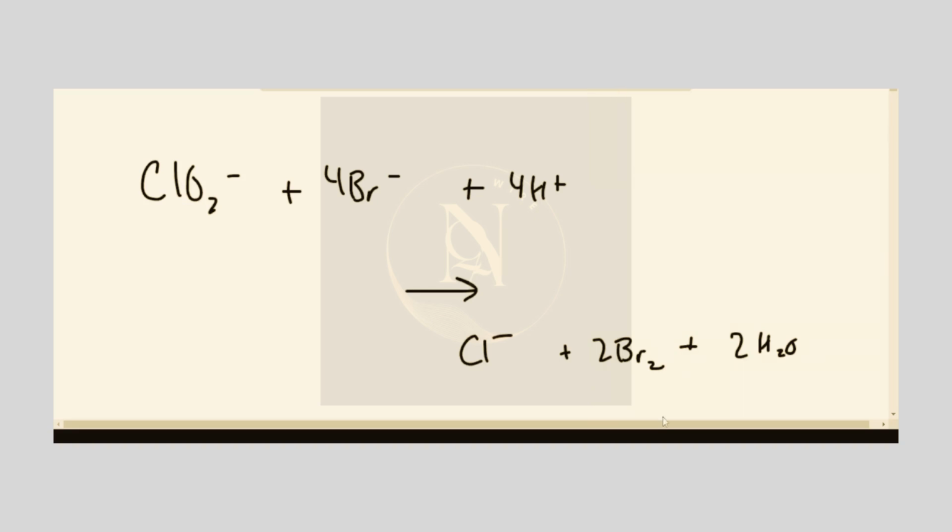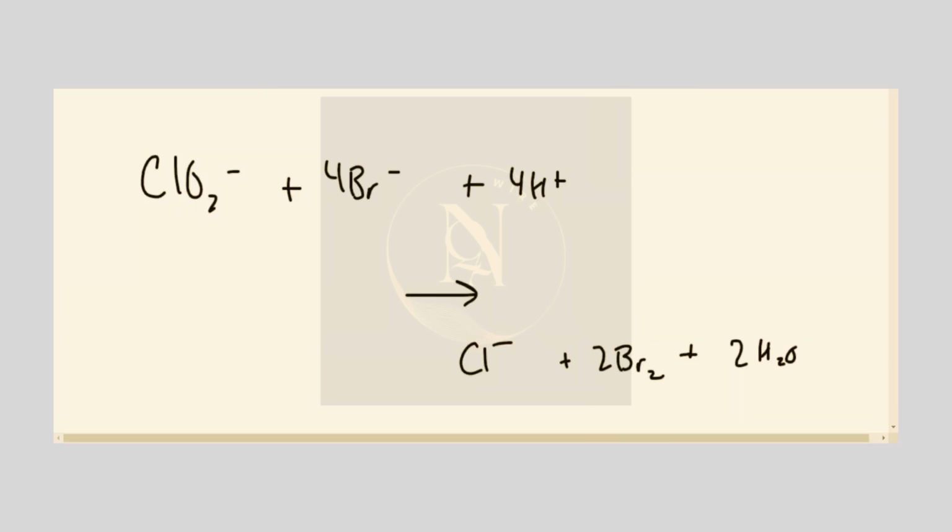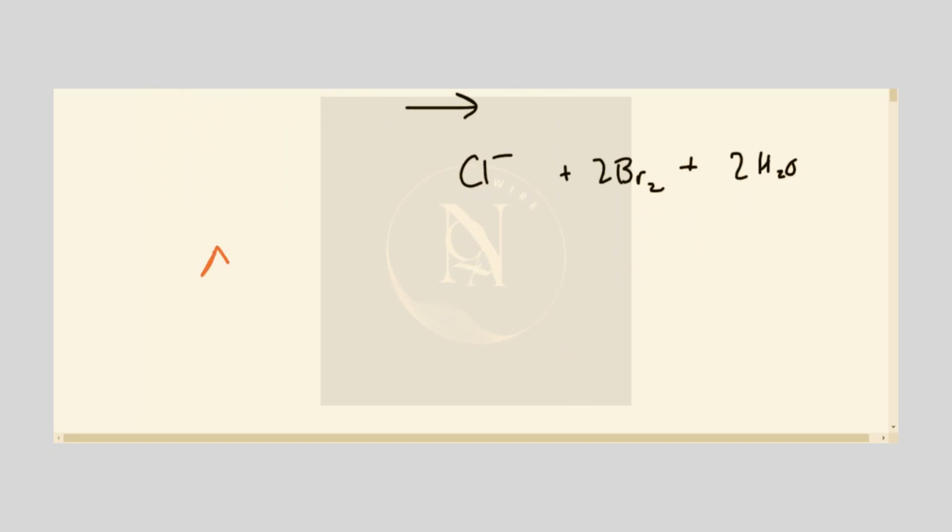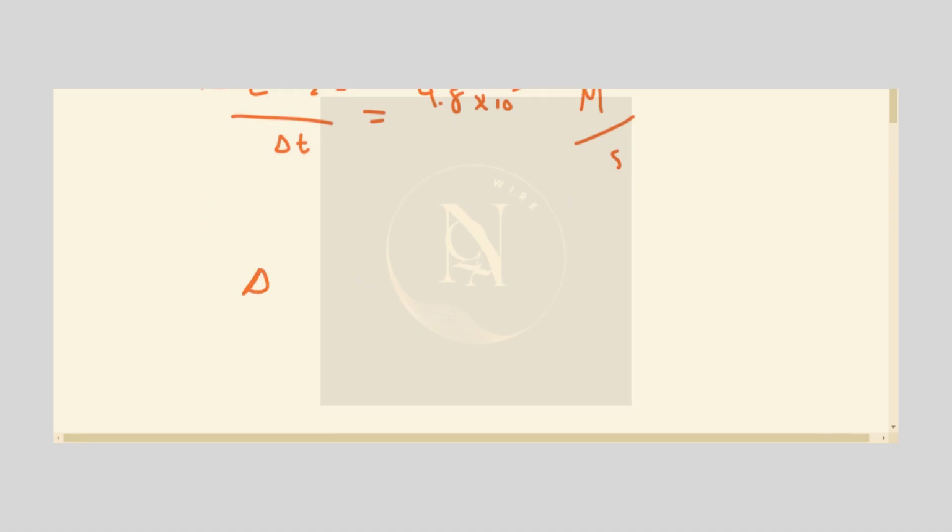This is a question that really boils down to just stoichiometry. And so we're told that delta concentration of Br2, so the change in the concentration of Br2 over a certain period of time, is equal to 4.8 times 10 to negative 6 molarity per second, moles per liter per second. And we're asked to figure out now delta of ClO2 minus over the same period of time.